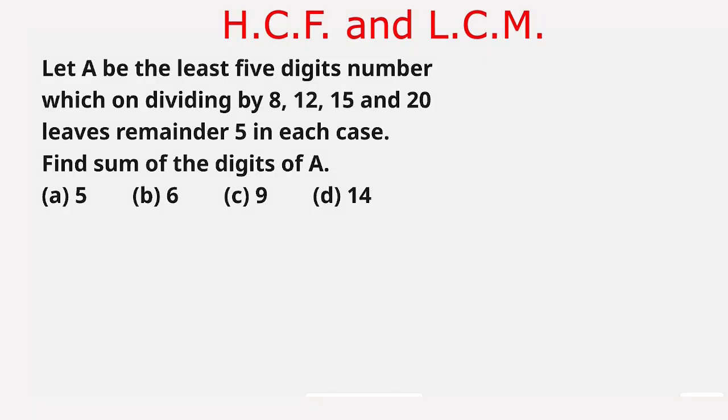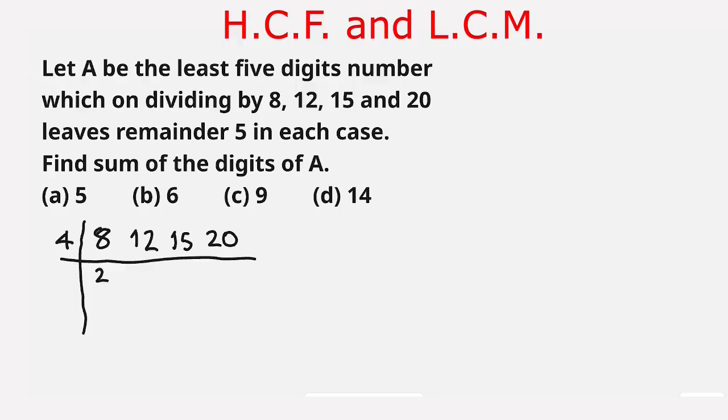We first find the LCM of 8, 12, 15 and 20 by the common division method. Its LCM is actually 120, but we find it to learn how to find the LCM. Here the numbers 8, 12 and 20 are divisible by 4. So we divide by 4. 4 divides 8 two times, 12 three times. We write 15 as it is and 4 divides 20 five times.